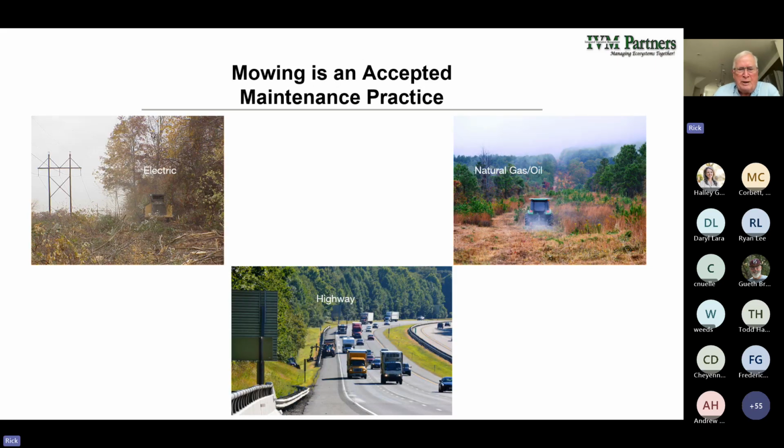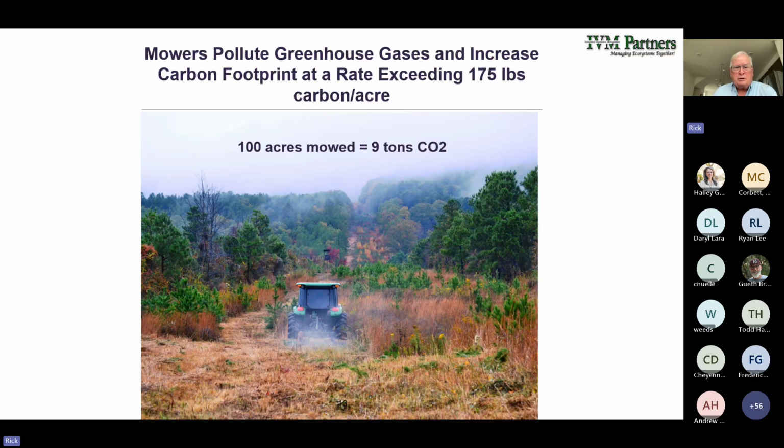Now, we mentioned mowing because everybody's used to mowing, whether you're on an electric, highway, oil or gas pipeline, and nobody pays much attention to it. But if you are looking at carbon, this is one of the studies that were done at Gamelands 33 research site near Penn State University, that if you mow, you're going to release about 175 pounds of carbon per acre. So if you have a 100-acre right-of-way, there's 9 tons of CO2 being released.